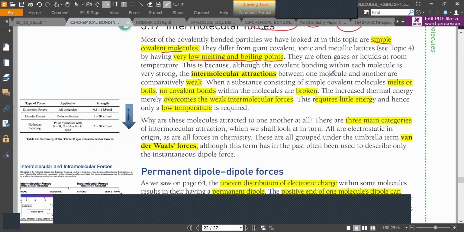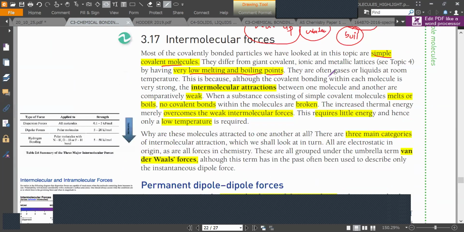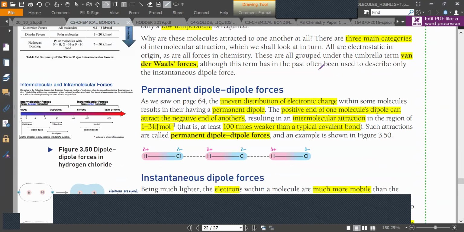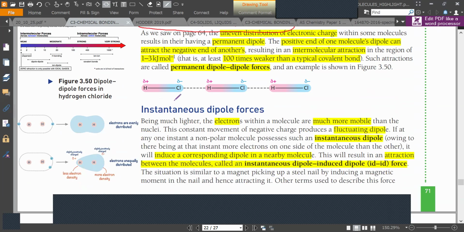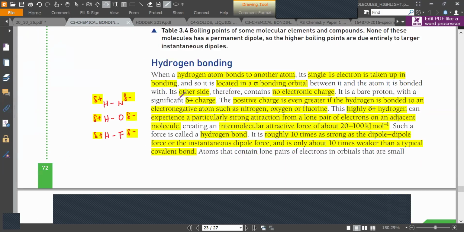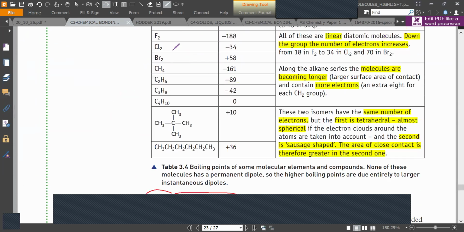For intermolecular forces, we have three types: permanent dipole forces, instantaneous dipole forces, and hydrogen bonding. So now we'll look at what the difference is.